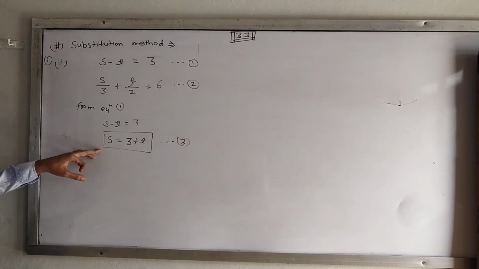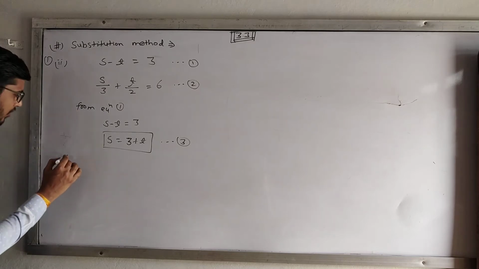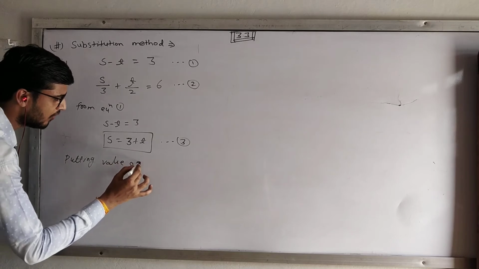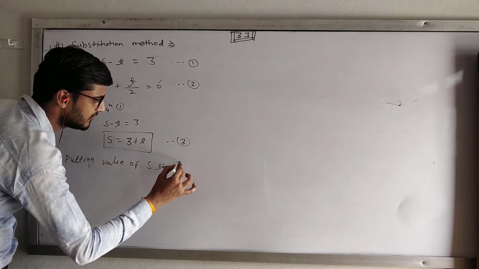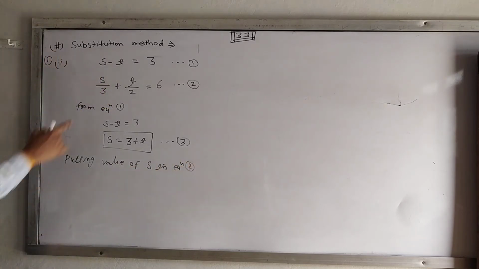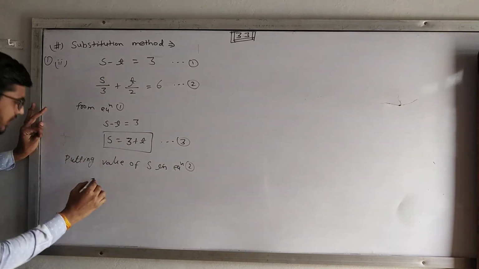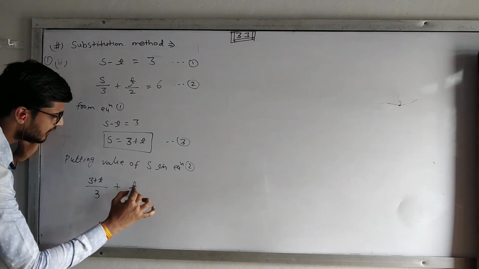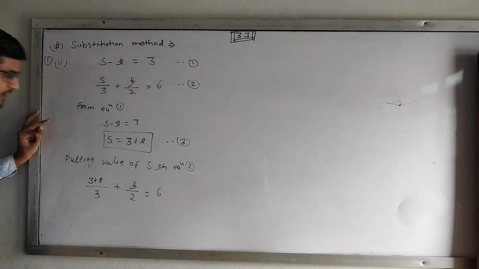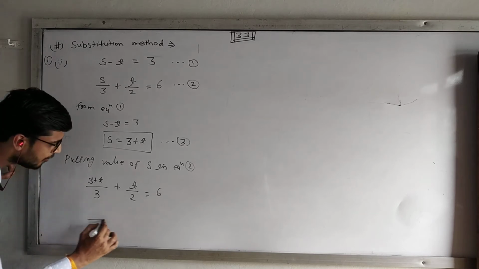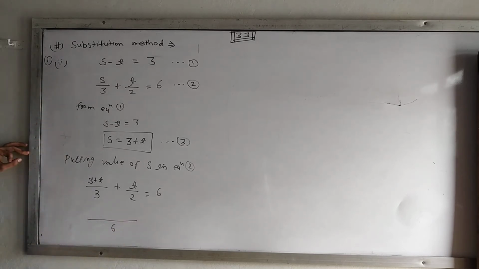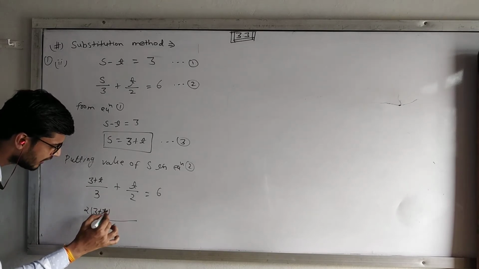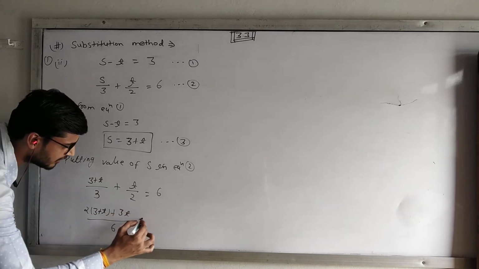This value of s we put in the second equation. So putting the value of s in the second equation, s is 3 plus t, so (3 plus t) upon 3 plus t upon 2 equals 6. So we take the LCM of 2 and 3, we get 6. So we multiply 2 by this whole expression and 3 by t, equals 6.